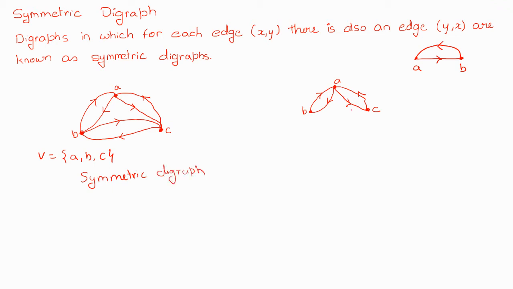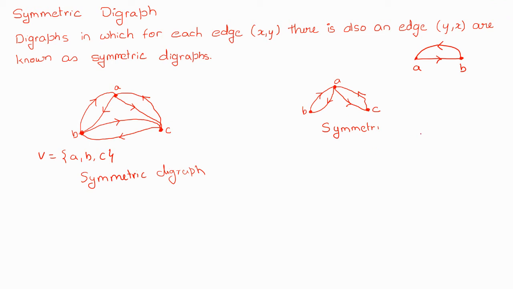Now, similarly, if we see this A, B, and C here, from A to B there exists an edge, from B to A also there exists an edge, from A to C there exists an edge, from C to A also there exists an edge. So this is also symmetric. Now there doesn't come a question of an edge from B to C or C to B. Why? Because there is no edge between B and C.